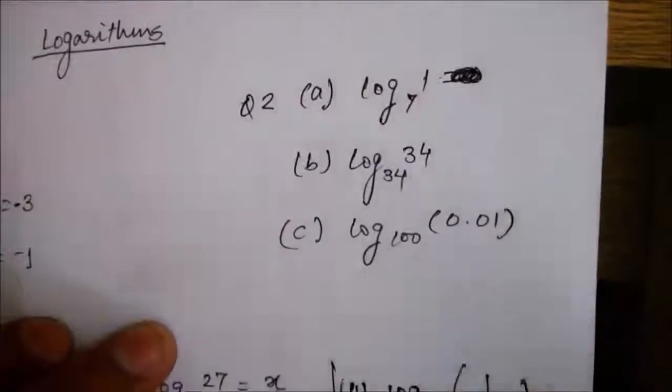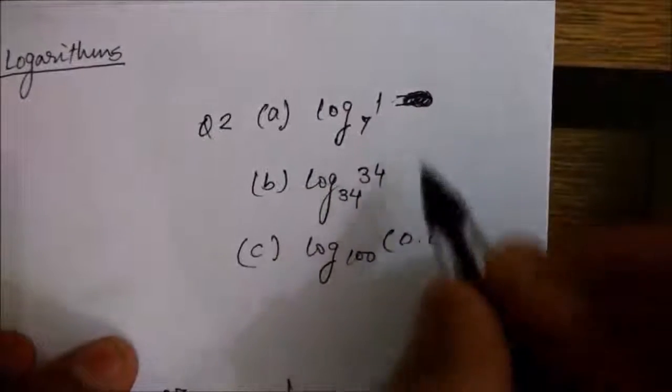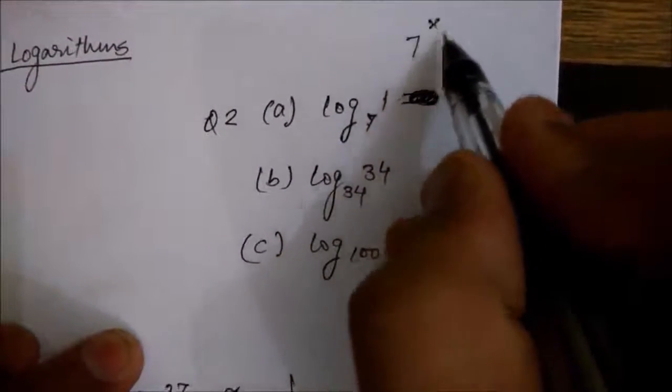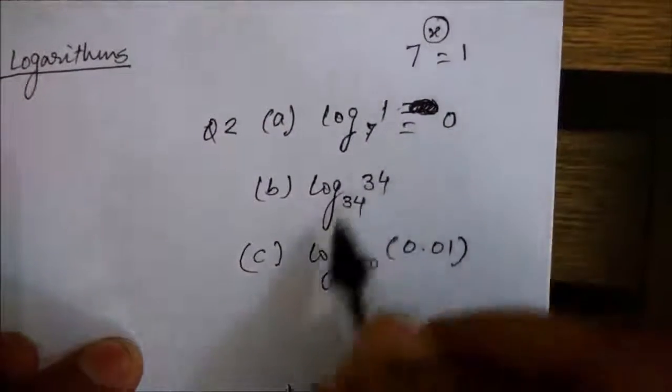The second question is also very simple. It can also be solved in a similar fashion, so I'll just explain here only. 7 raised to x is equal to 1. That is, x will be 0. So the value for this is 0.